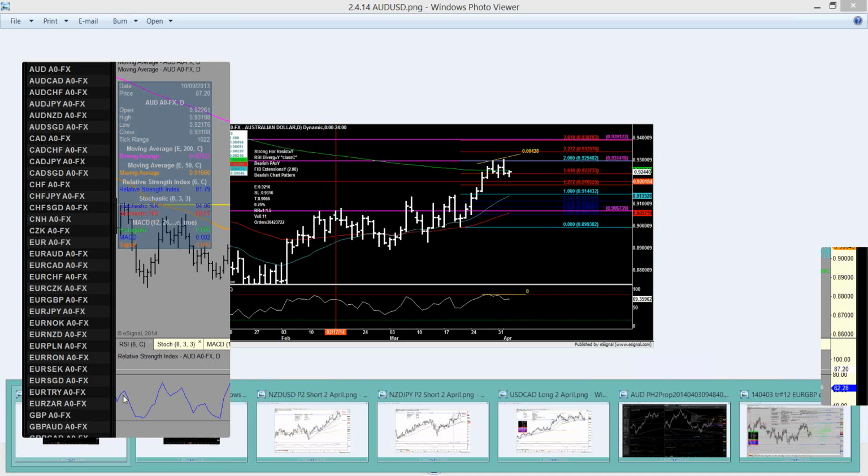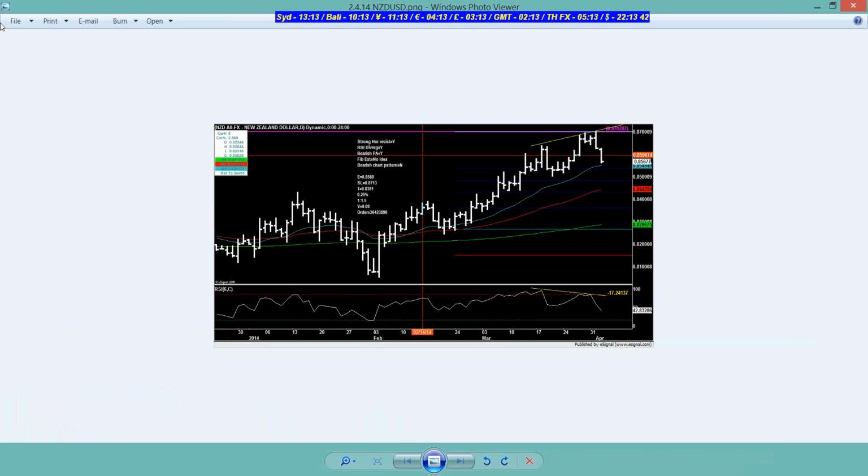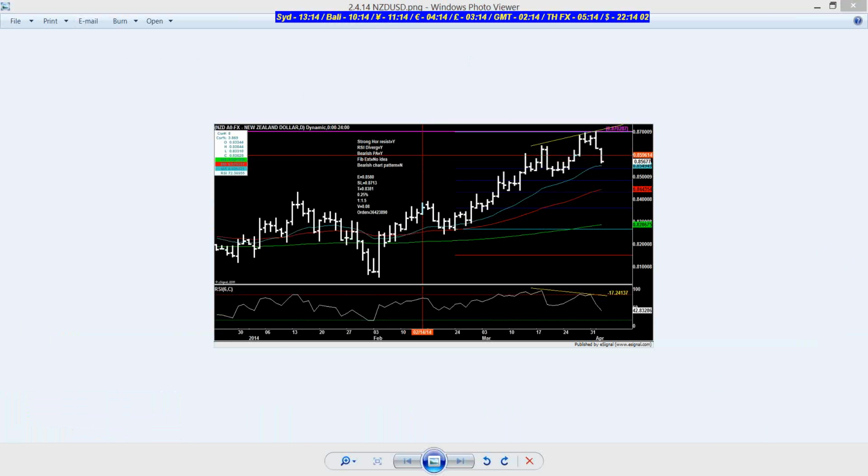Okay, Kiwi. Yeah, there's definite divergence. There was divergence from this high to these highs, and there's also divergence across these 4 bars here. There's divergence here as well. So you don't get many better setups than that. Big resistance off previous high.